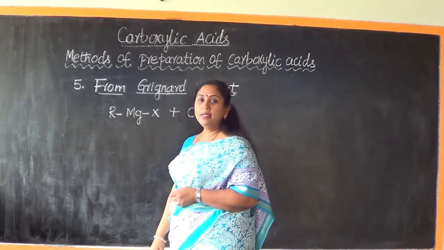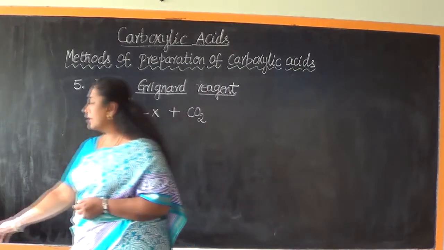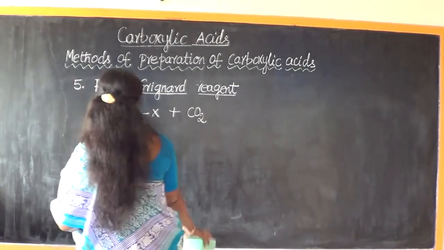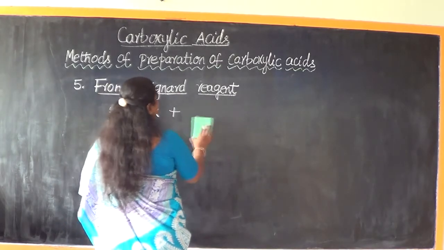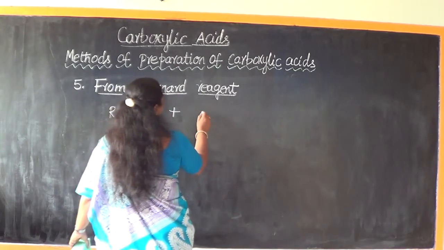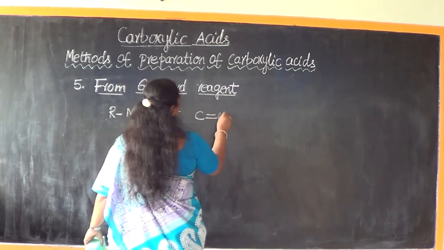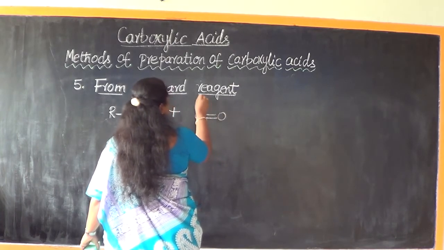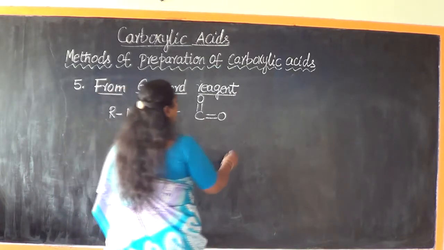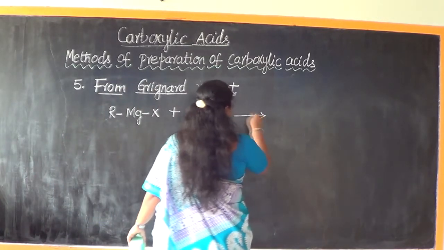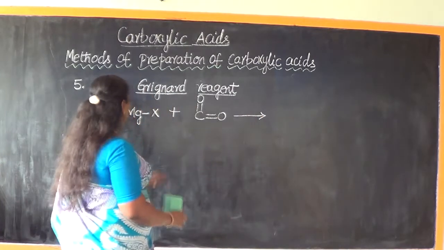What is dry ice? Carbon dioxide. So carbon dioxide is called dry ice. CO2 is its formula. Let me write the structure of carbon dioxide. C is linked with both the oxygen by means of double covalent bond. So this, when heated, what happens?